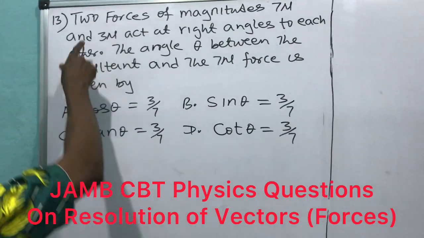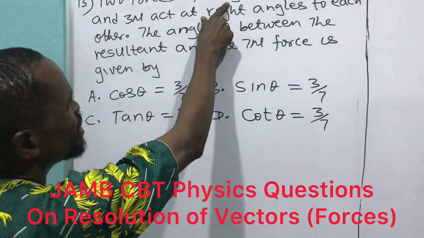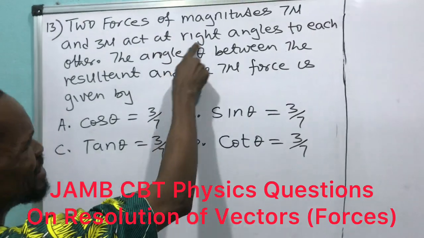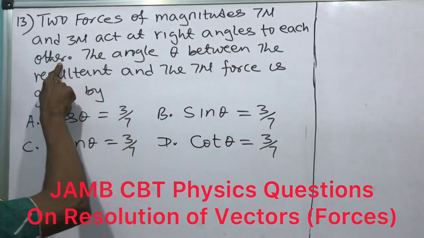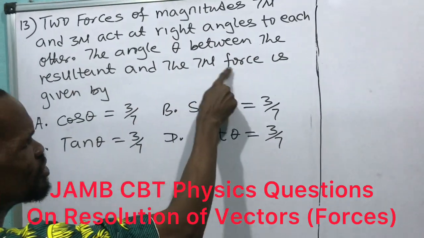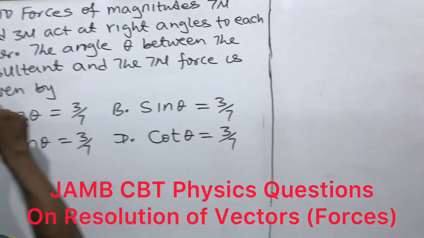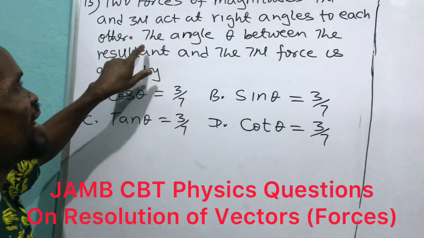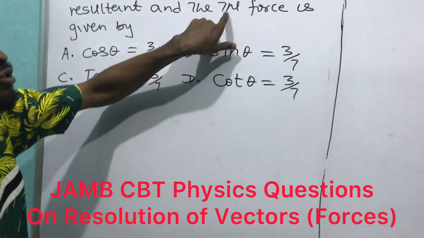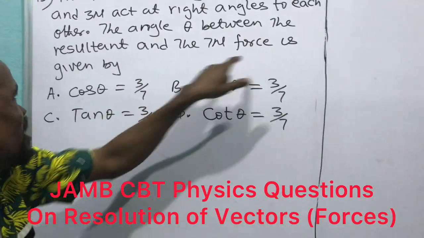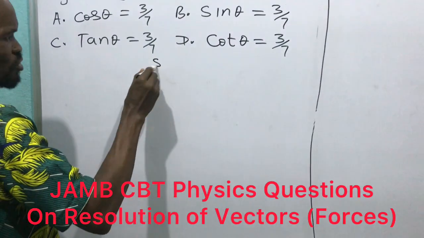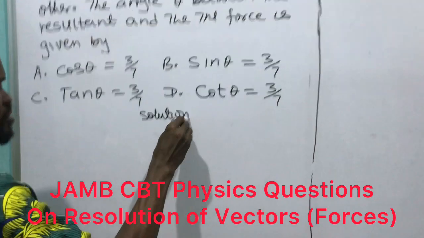Yeah, there is question number 13. Question number 13 says 2 forces of magnitudes 7 newtons and 3 newtons act at right angles to each other. The angle theta between the resultant and the 7 newtons force is given by what? They give us options. Let us go to the solution without delay.